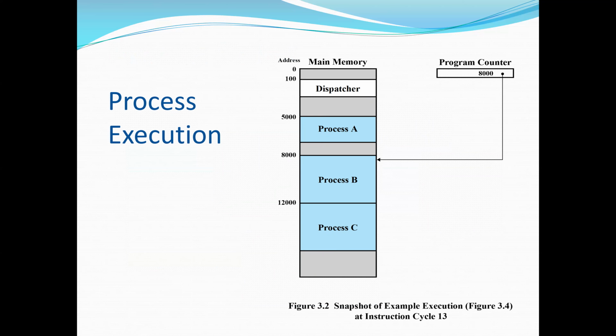So we have again the concept of process execution. Normally, execution always takes place in the main memory. We can see from the diagram here that we have the main memory, and we have processes A, B, and C, and a space between them, and also we have the dispatcher in the main memory and the program counter, which will again point to the next execution.